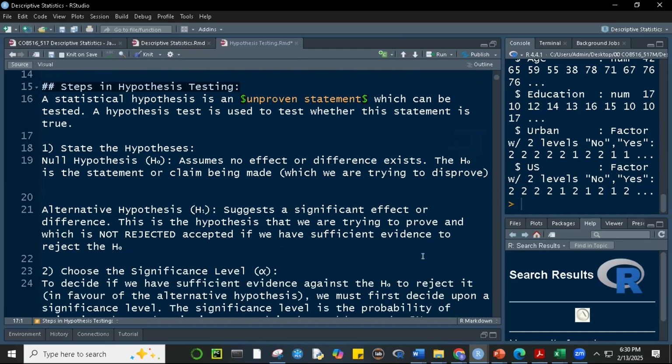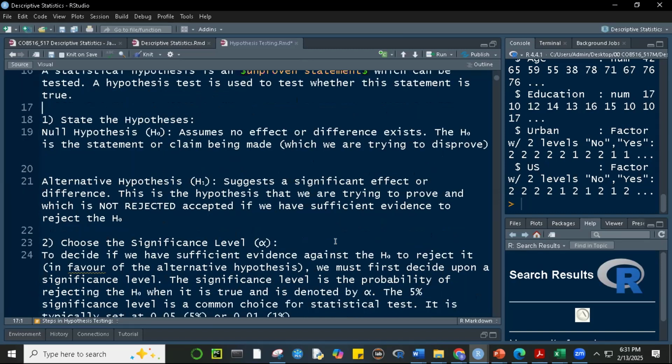Okay, so the steps are we state the hypothesis, the null and the alternative. I'll just breeze through that because I know you have discussed this in several of your subjects before. So the null hypothesis is the statement that we're trying to disprove. Okay. Now, on the other hand, we have the alternative hypothesis, which is the opposite of your null. Okay. And this is the hypothesis that we're trying to prove.